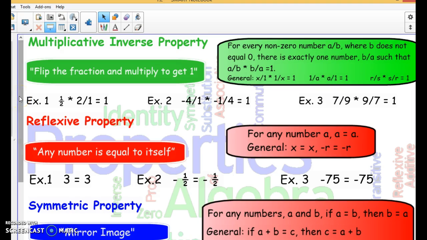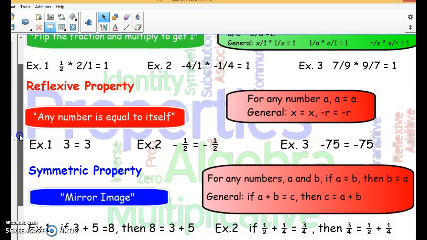Then we got some more over here. So the inverse property. Remember, inverse just means flipped around. So the inverse of 1 over 2 is 2 over 1. And whenever you multiply two inverses, you're always going to get 1. Second example, we have negative 4 over 1. Well, the inverse of negative 4 over 1 is negative 1 over 4. And again, if we multiply them, we get 1.